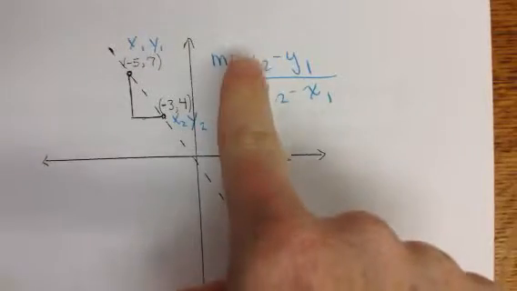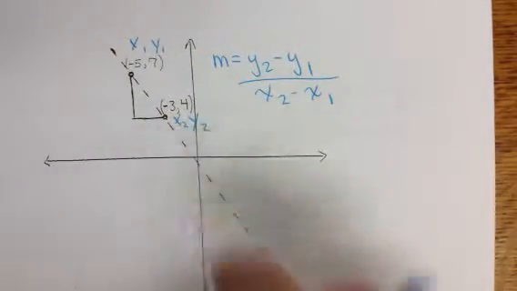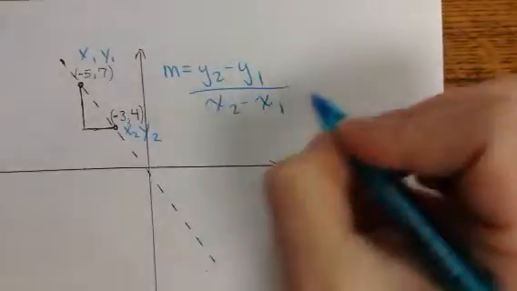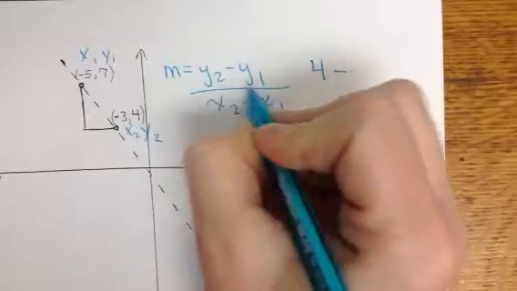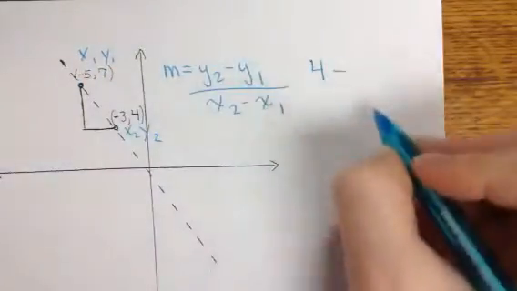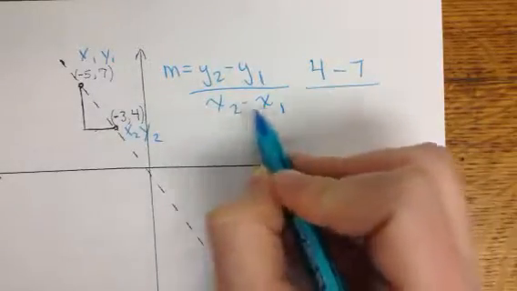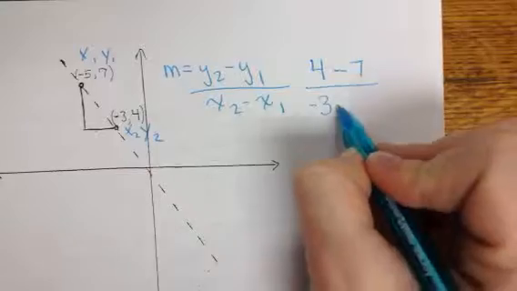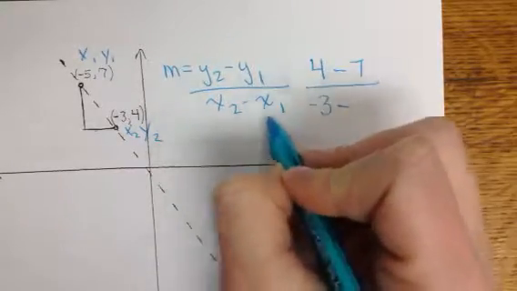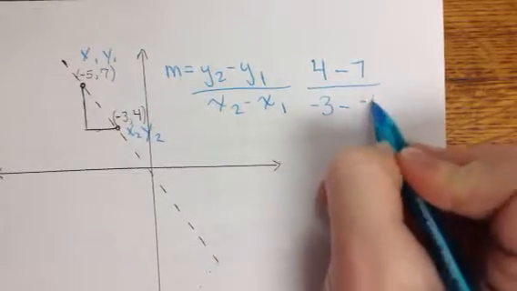The top asks you to subtract y2 minus y1. So I see my y2 number is 4. So I'm going to write 4 minus, now I go get my y1 number. It is 7. On the bottom, it says x2 minus x1. Here is my x2, so I'm going to put it first. I'm going to say minus because that's in the formula. x1 is a negative 5, so I have to write negative 5.